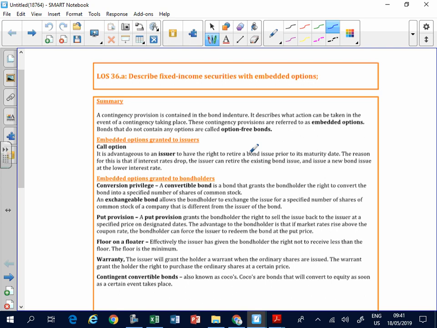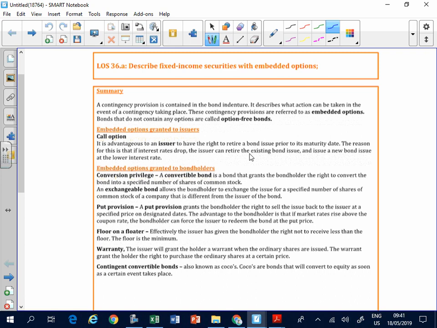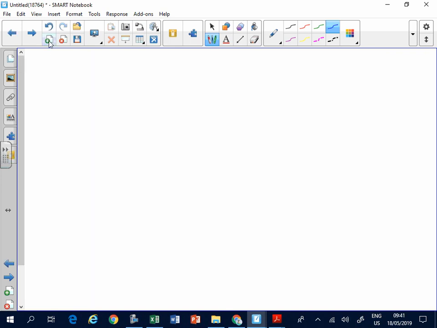All right, now, the embedded options. Examples of embedded options you have covered are callable bonds, puttable bonds, and this convertible bond story. Now, callable bond, what is that?